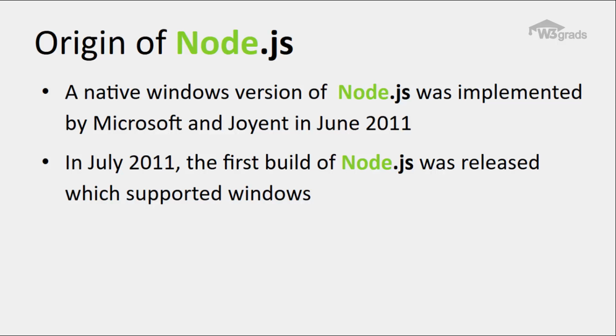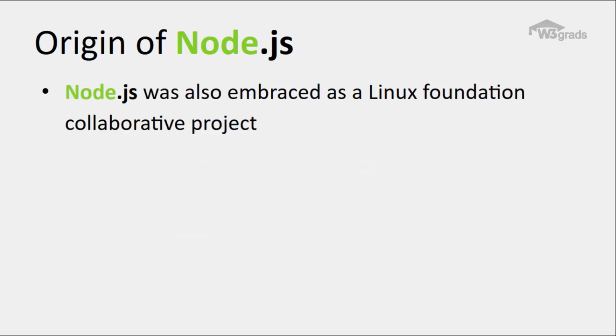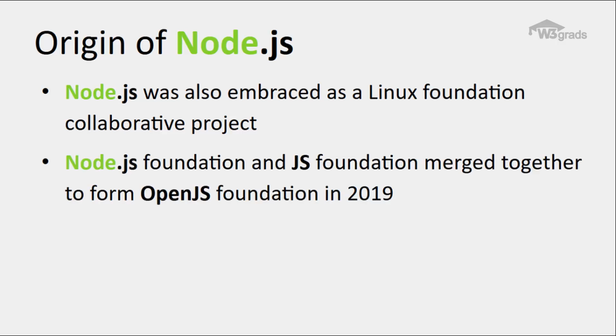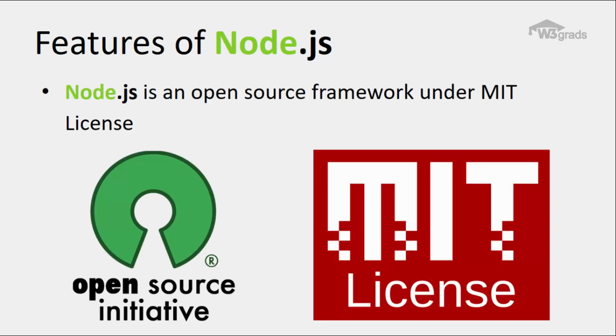Joyent owned, governed, and supported the Node.js development effort for many years. In 2015, the Node.js project was turned over to the Node.js Foundation, and became governed by the Foundation's Technical Steering Committee. Node.js was also embraced as a Linux Foundation collaborative project. In 2019, the Node.js Foundation and the JS Foundation merged to form the OpenJS Foundation. Now that we have dived into the history and evolution of Node.js, let us proceed further to delve into its features. The first one is, Node.js is an open-source framework under the MIT license.